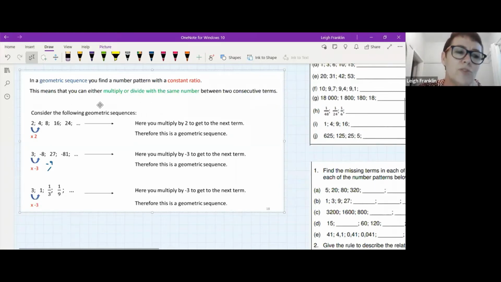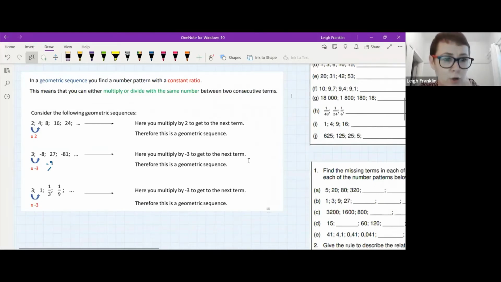All right, so what this really means is that we have to multiply or divide by the same number between consecutive terms. So if we have a look, if we've got 2, 4, 8, 16, that shouldn't be 24, should it? Lots of typing errors here today. That's no good. That should be 32. All right, we are multiplying by 2 each time, so this is going to be a geometric sequence.